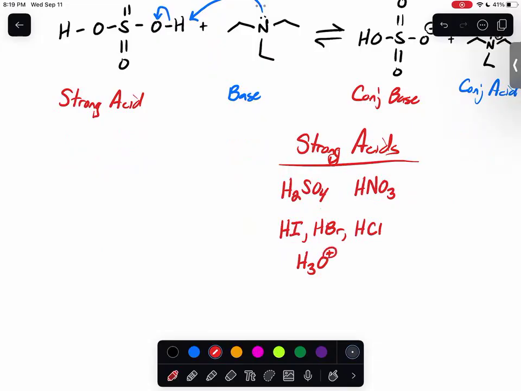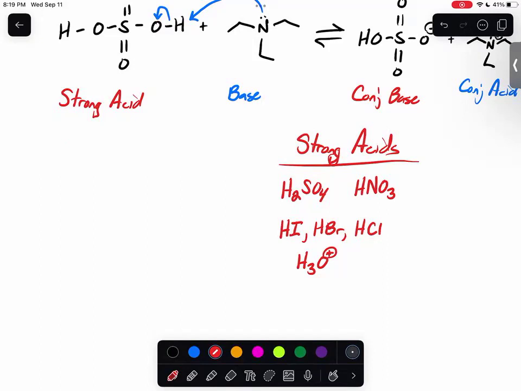Now, that being said, you'll notice that fluorine isn't shown in the strong acids. That is because it is relatively weak. So keep in mind if you ever see HF, don't necessarily treat it as a strong acid. It will only act as an acid. It is just not strong.